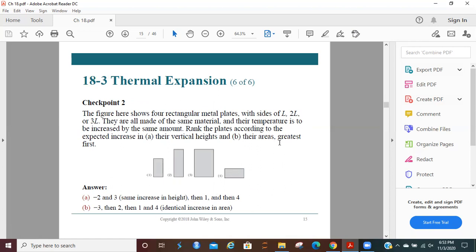Now, if we look at the areas, then we're going to be looking at this with the greatest area. This will be the next greatest area, and then 1 and 4, which have equivalent areas, are going to increase the least amount.